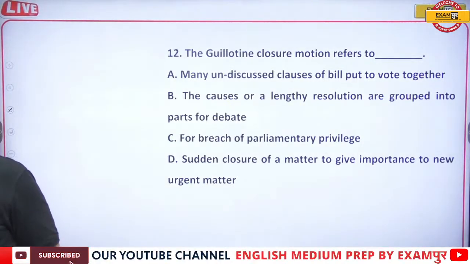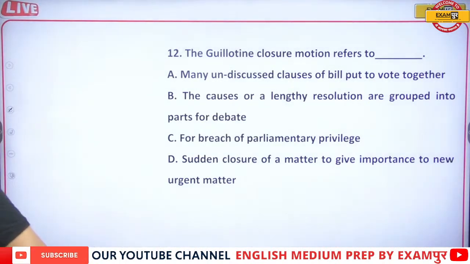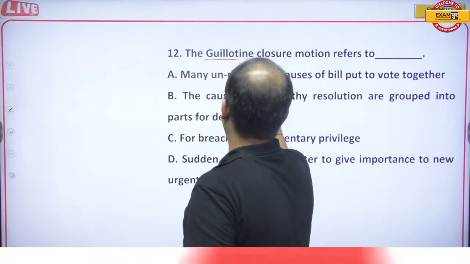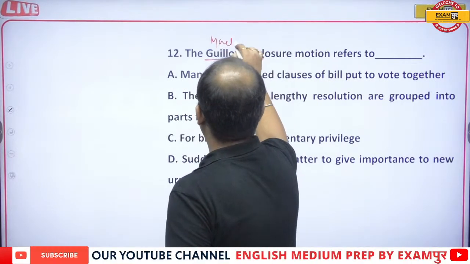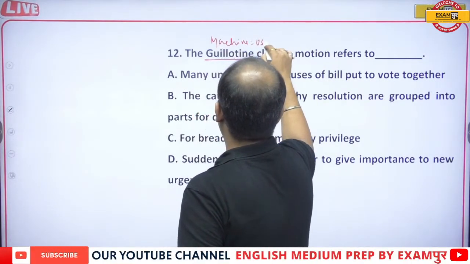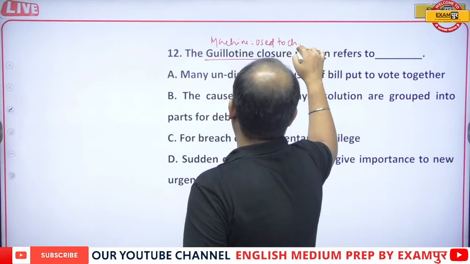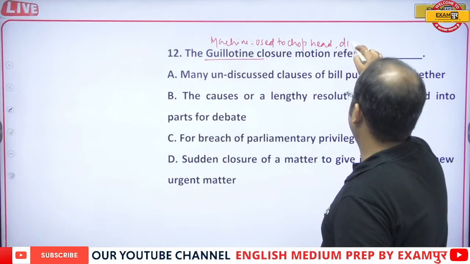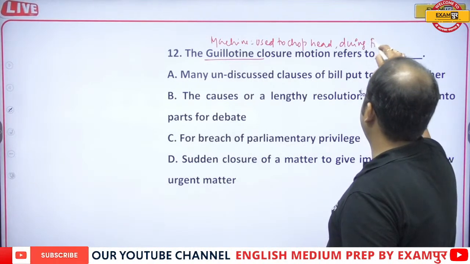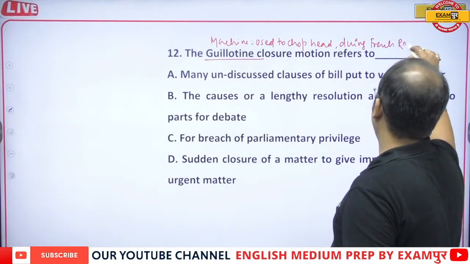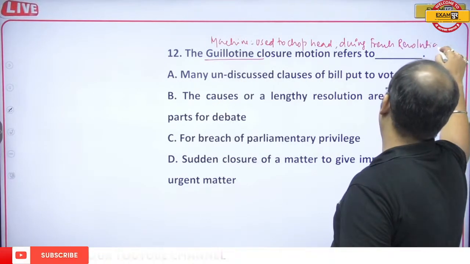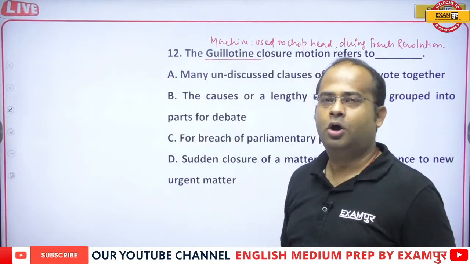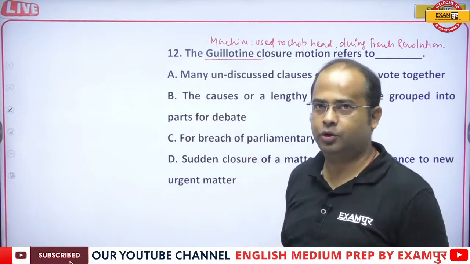Okay, let's see the correct answer, guys. First of all, what is guillotine? Try to understand guillotine. Guillotine was a machine that was used to chop heads during the French Revolution. So, it was a machine that used to chop the heads of the revolutionaries during the French Revolution.